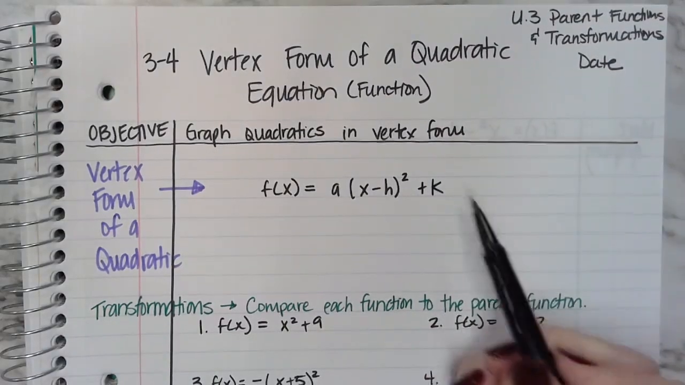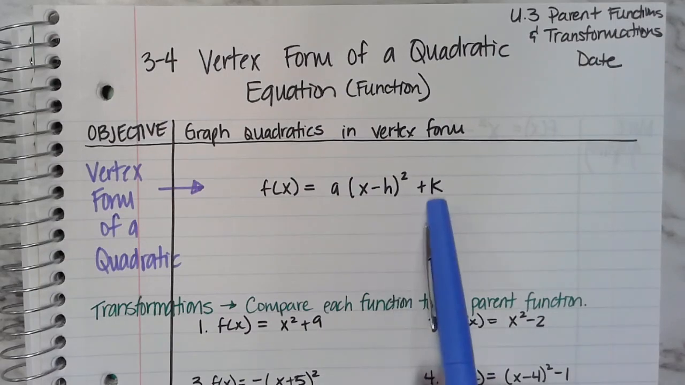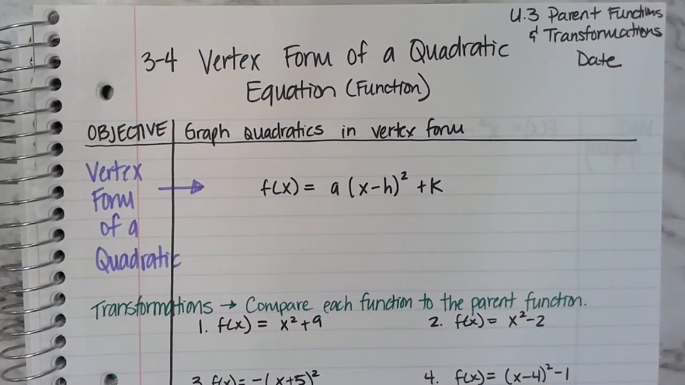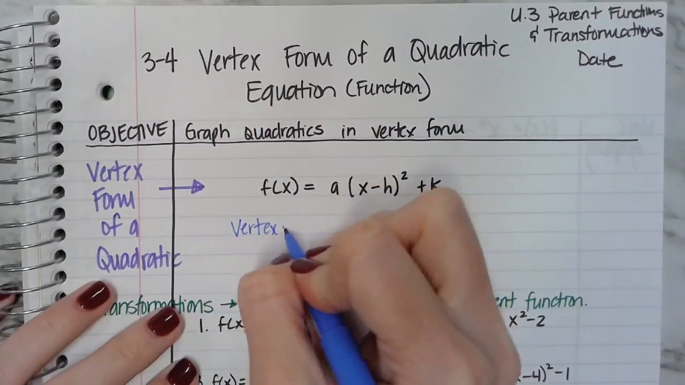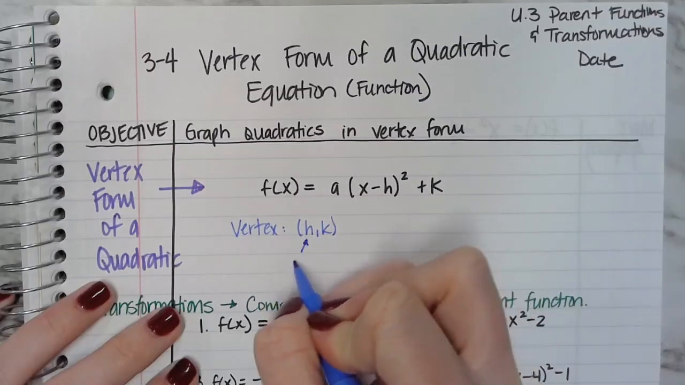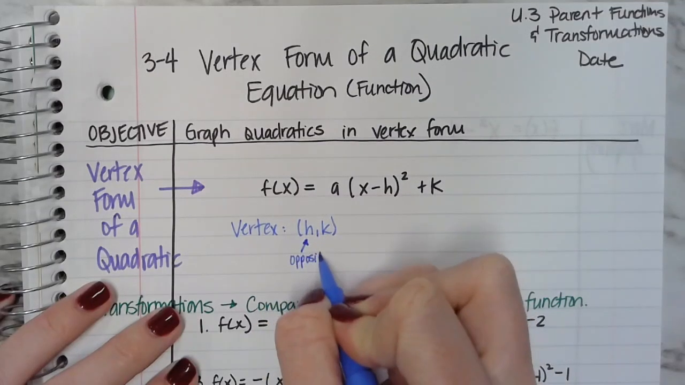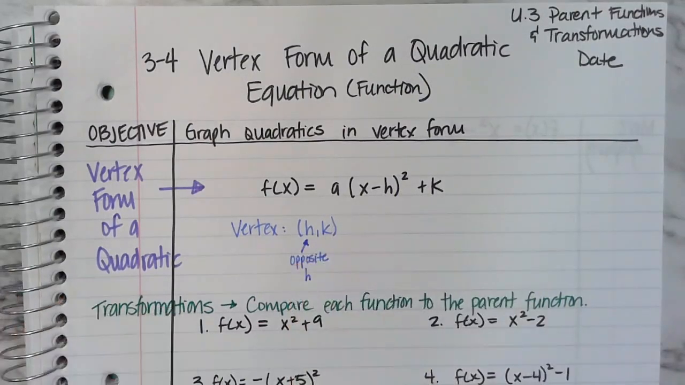Now remember, quadratics have the squared. That's what makes that U shape. There are some key features to vertex form, and the reason that vertex form is useful is because we can just pick out the vertex. Our vertex is right here, opposite h, comma, k. Just remember that this means opposite h. In here my h is negative, and in this example for my vertex, the h is positive.